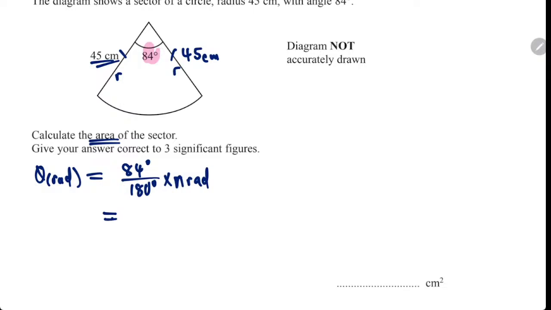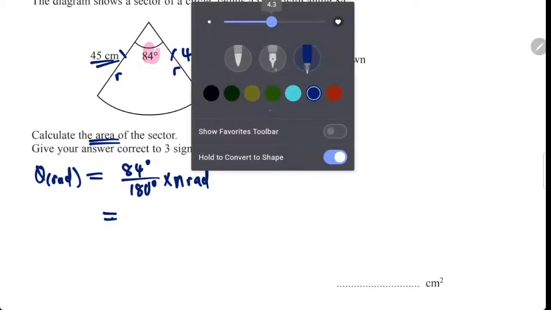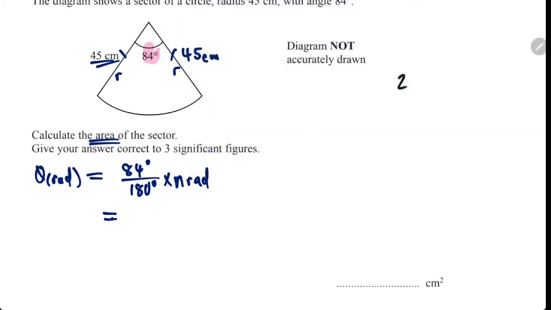What is 84 divided by 180? Tintle, what do you get? I want it as a fraction. Convert it back to a fraction. Say second function, then press AB over C. Tell me what you get.